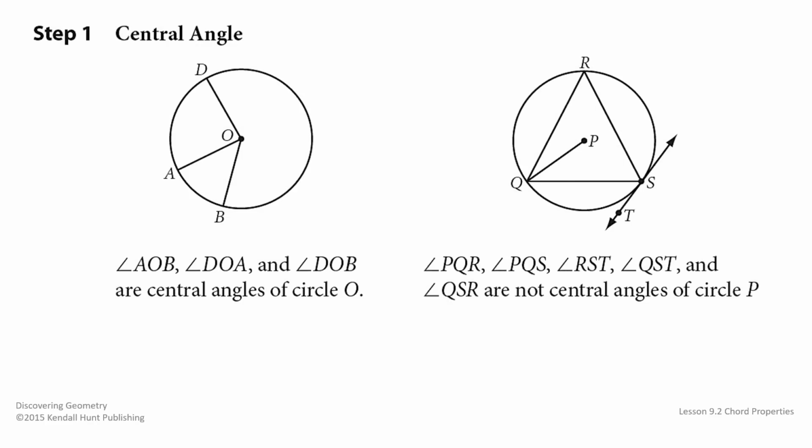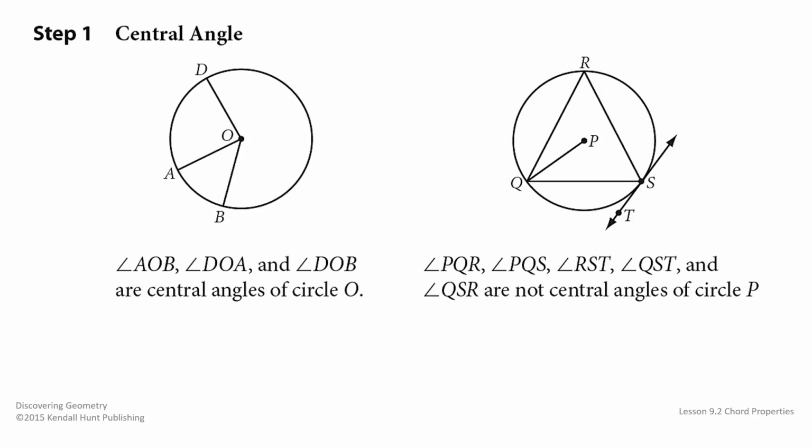Okay, today we're going to talk about chords and angles. We're going to start with what is a central angle. For those of you that don't remember, a central angle is an angle that's in the middle of the circle. So AOB is in the middle of the circle. The vertex is in the middle, the edges are on the edges of the circle. Same thing with DOA and DOB.